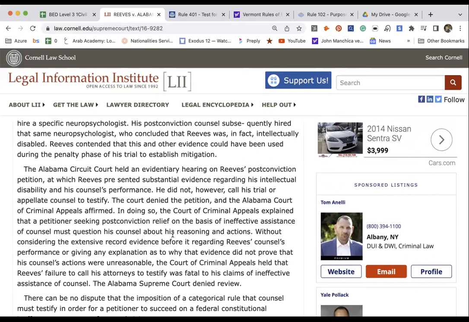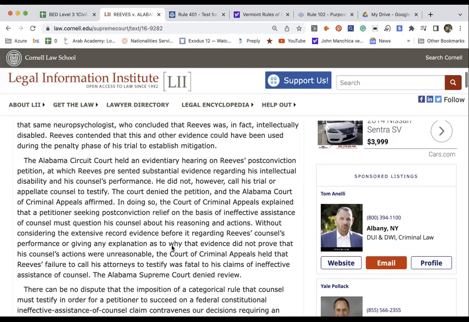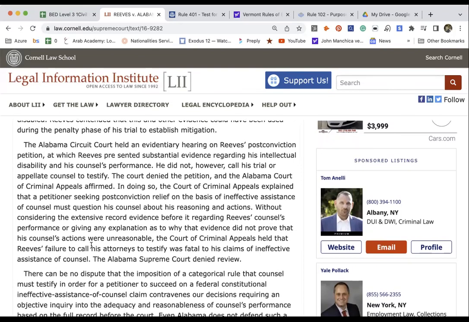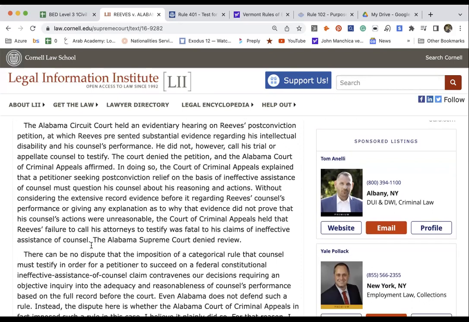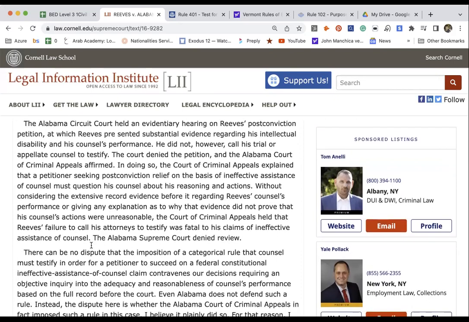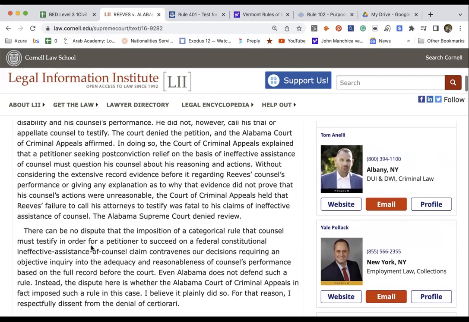In doing so, the Court of Criminal Appeals explained that a petitioner seeking post-conviction relief on the basis of ineffective assistance of counsel must question his counsel about his reasoning and actions, without considering the extensive record evidence before it regarding Reeves' counsel's performance or giving any explanation as to why that evidence did not prove that his counsel's actions were unreasonable. The Court of Criminal Appeals held that Reeves' failure to call his attorney to testify was fatal to his claims of ineffective assistance of counsel. The Alabama Supreme Court denied review.